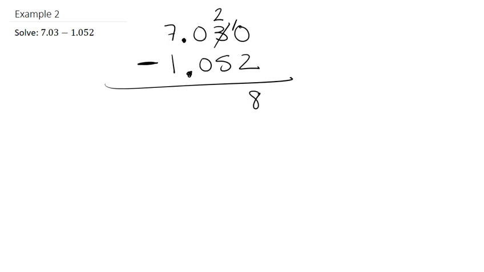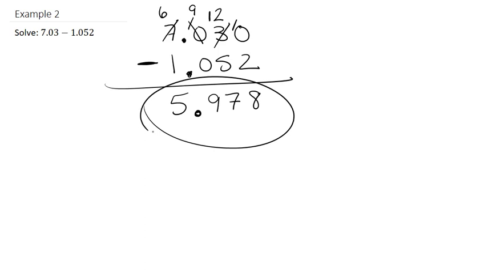We can't borrow directly to the left of it, so we need to go all the way to the 7, make it a 6, make our 10 spot a 10 now. But we're going to need to borrow, so that becomes a 9, and then the 2 becomes a 12. So now we can go ahead and subtract. So 12 minus 5 is 7. 9 minus 0 is 9. Bring down that decimal. 6 minus 1 is 5. So this would be our solution.